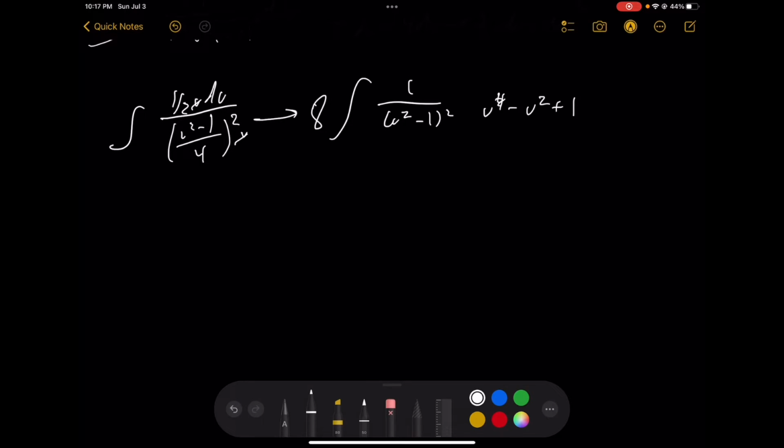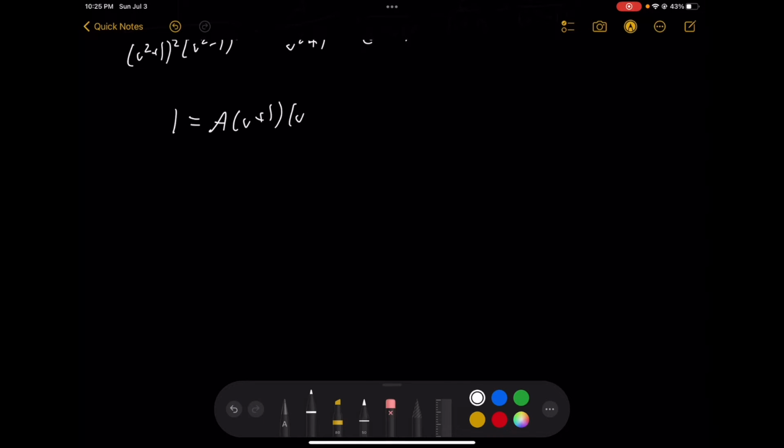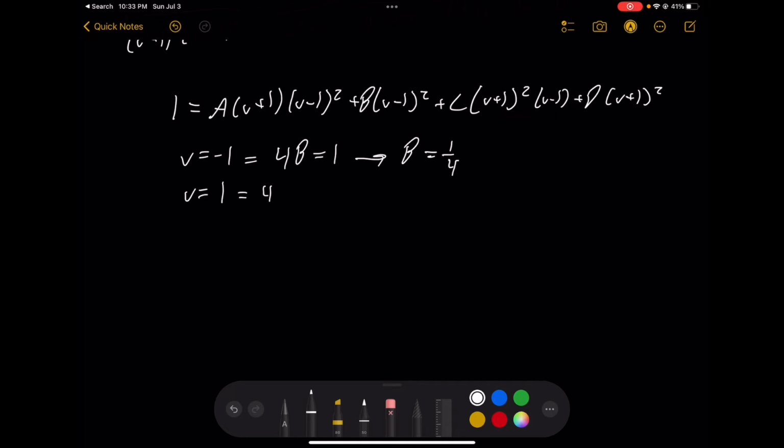And we can expand that to u to the 4th minus 2u squared plus 1. And then we can factor that as u squared plus 1 squared times u squared minus 1 squared. And then we have a over u plus 1, plus b over u plus 1 squared, plus c over u minus 1, plus d over u minus 1 squared. And then multiplying by the denominator, we have 1 equals a times u plus 1 times u minus 1 squared plus b times u minus 1 squared plus c times u plus 1 squared times u minus 1 plus d times u plus 1 squared. So putting in negative 1 for u, that gives us 4b equals 1, b equals 1/4. Putting in 1 for u equals 4d, so d is also a 4th.